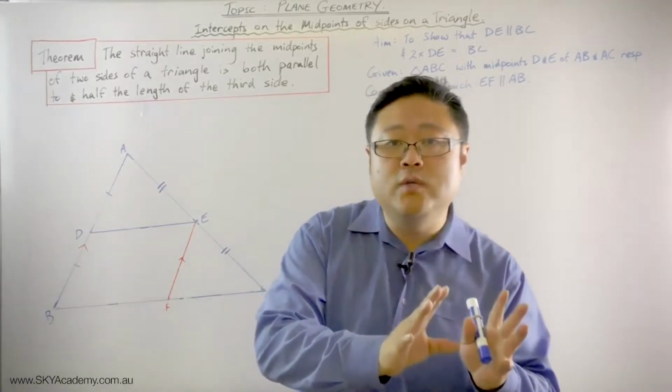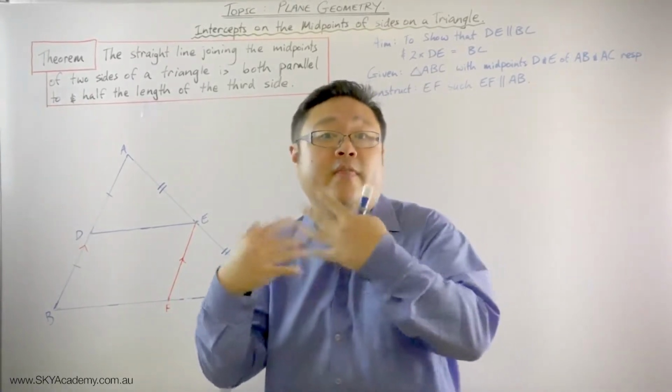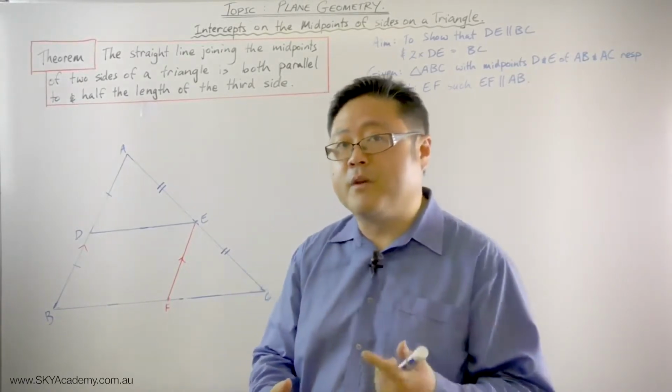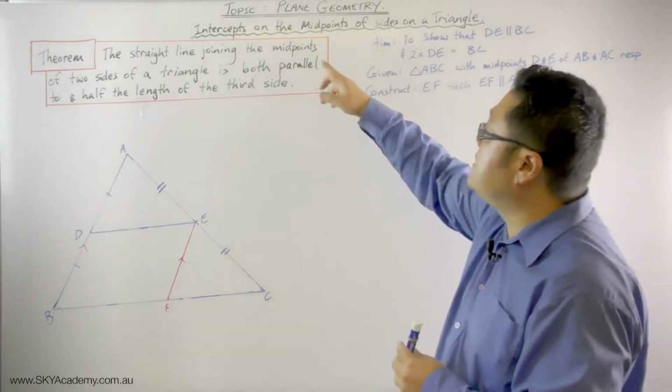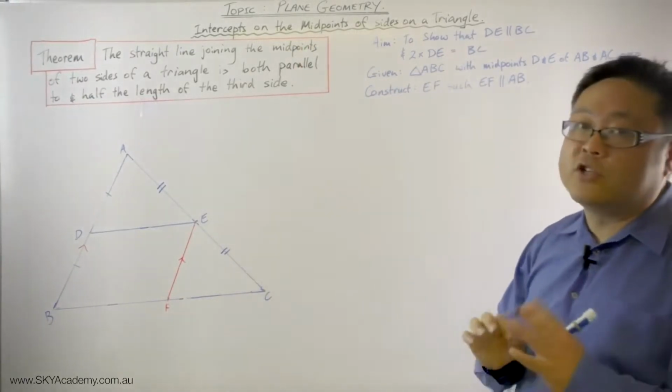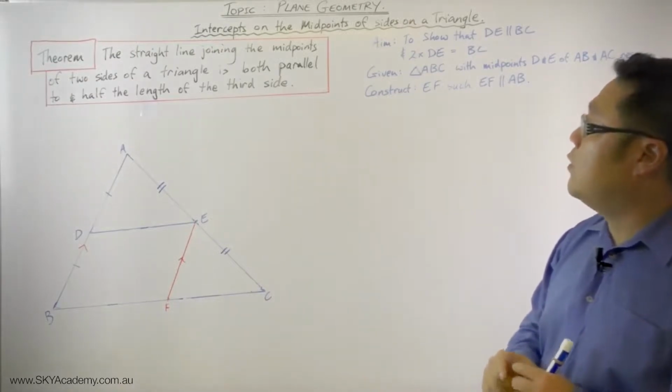In this episode I want to build on some of the theorems and axioms that we've been working through, and in the last episode in particular we worked through the equal intercepts theorem, yes? And we're going to use that, or build on that, to prove another theorem to do with equal intercepts, and that is intercepts on the midpoints of sides of a triangle.